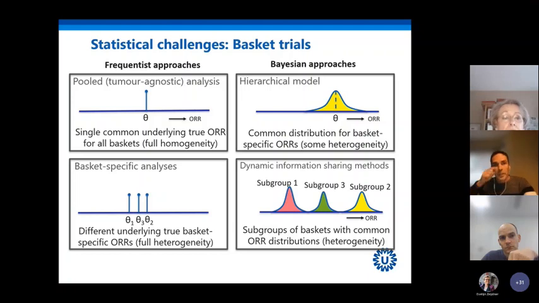And several approaches have been suggested for dealing with basket trials. The old and naive approach was to just do a pooled analysis, so tumor agnostic analysis, assuming that the overall response rates were the same across all baskets, so they did not differ between the cancer types, and you calculate just one effect estimate and you assume full homogeneity. Well, the advantage there is that you can pool all the data, you can use all the patients, but of course, if there's heterogeneity, the pooled estimate may not be that informative.